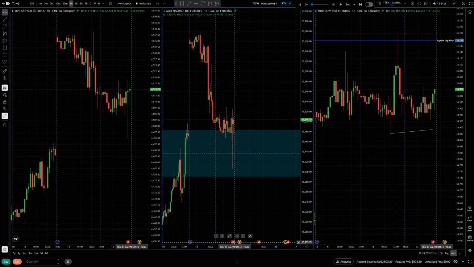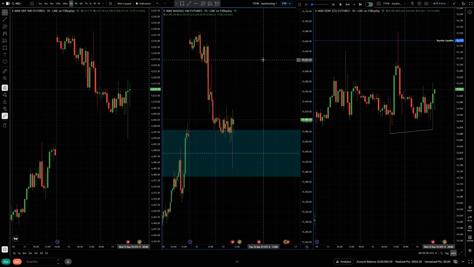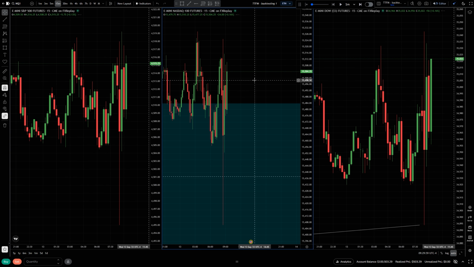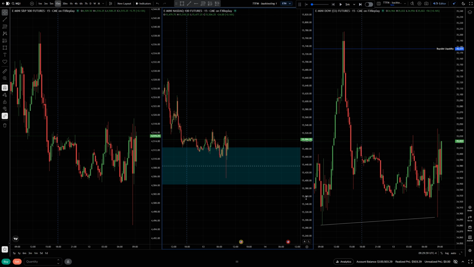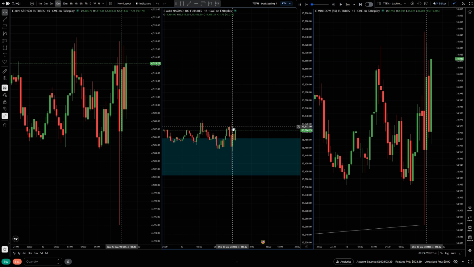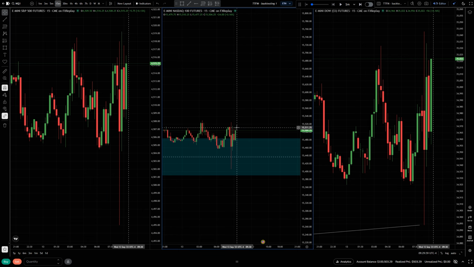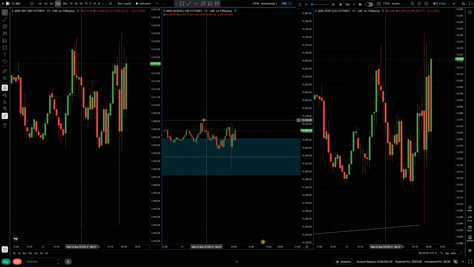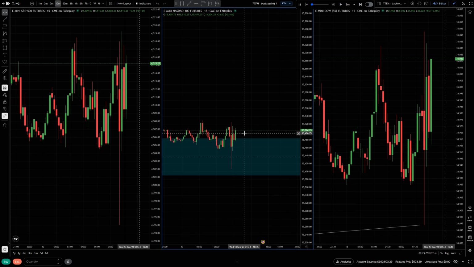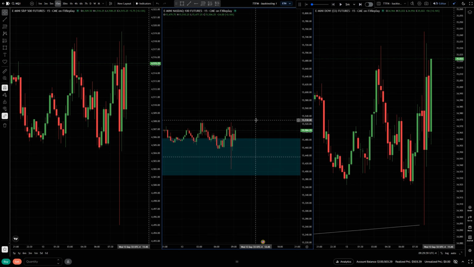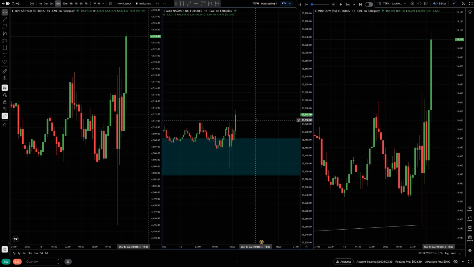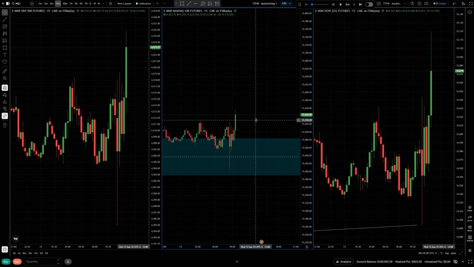Wait, what was this? So this was CPI. Okay, so on a 15-minute chart, we can see that we are more so consolidating for now. I would want to see, of course, these resting highs get taken, but I'll let the first 15 minutes pass, and then we can see what we can do.